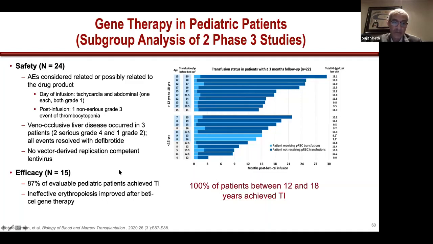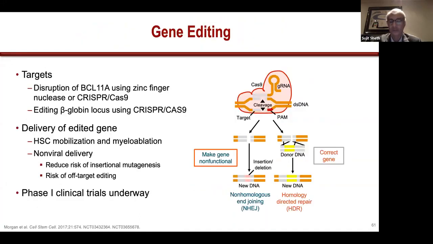And so in this safety trial, 24 patients, and in the efficacy trial, 15 patients, you can see that, again, dividing it up between the greater than 12 years and the less than 12 years, of the greater than 12-year-olds, all of them had a response, whereas in the less than 12-year-olds, 2 did not have a response, and the rest did have a response as well. We'll talk about the adverse events in a minute.